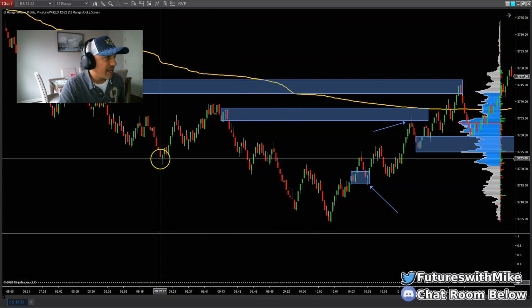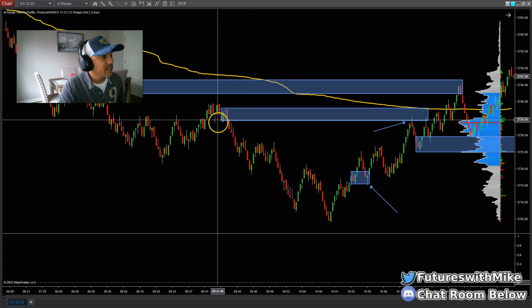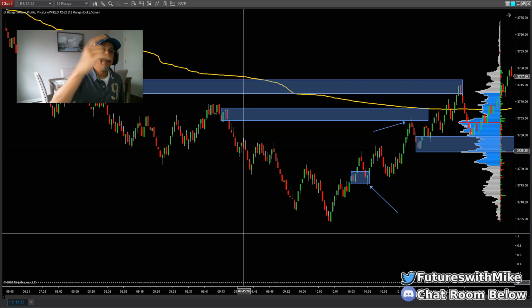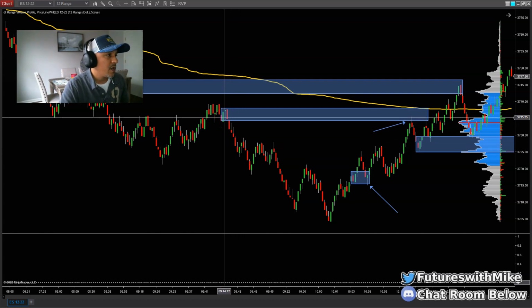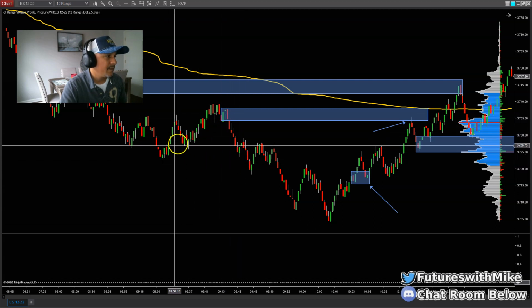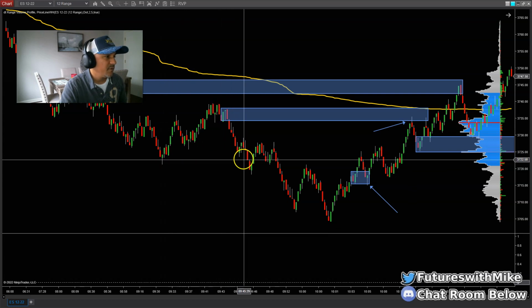So now that it took out structure right here on the move back to the downside, what do you think the swings moving to the downside have created? Supply. There's going to be areas of supply, okay? And I love this area here for a couple of reasons why. One, there was a break of structure on the move to the downside. Price broke areas of structure as it was moving lower.